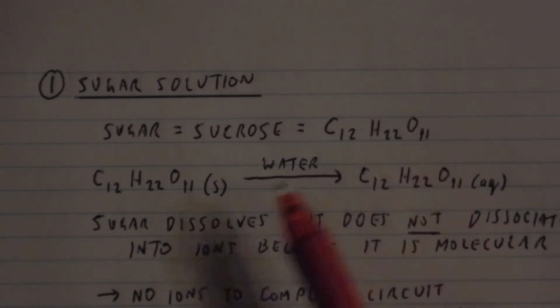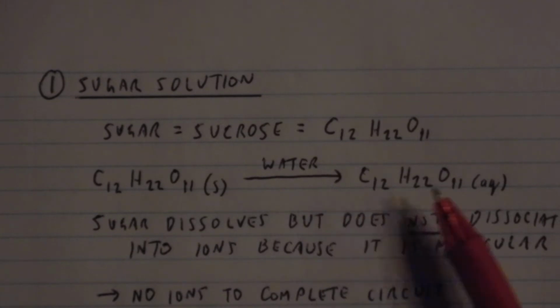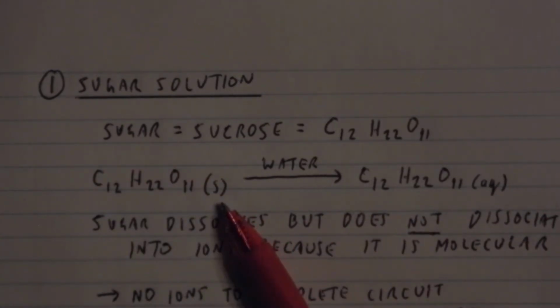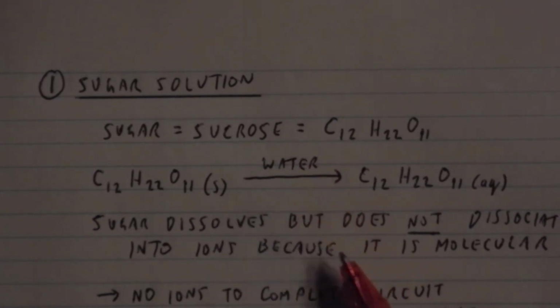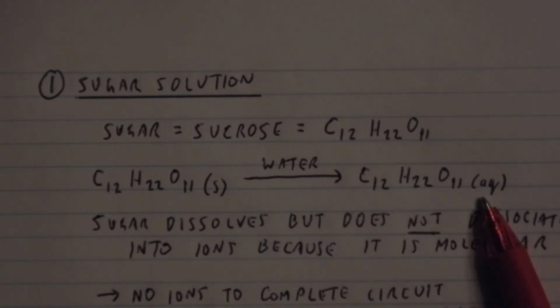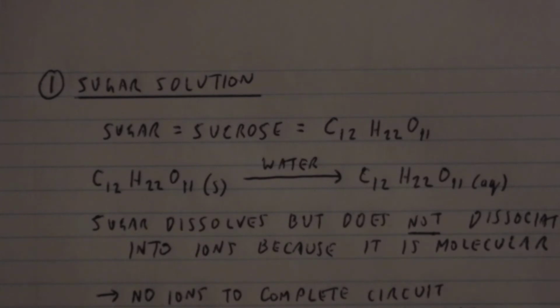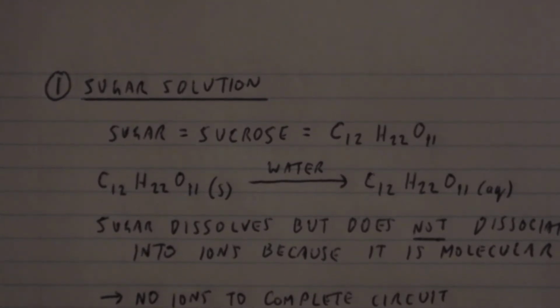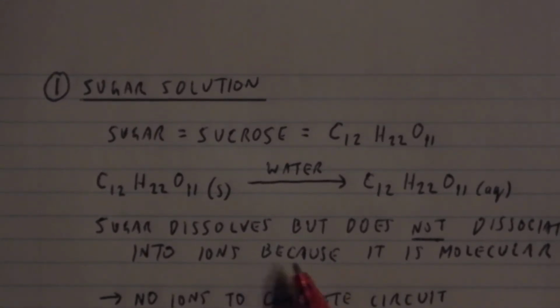C12H22O11. Well, sugar, when you throw it in water, it dissolves, and so we write the formula for sugar, and then we put S for solid. Then we said we've added water, and now we write aqueous. So it does dissolve, no problem. But when it dissolves, it does not dissociate. So we're not ending up with any ions because it is simply molecular.